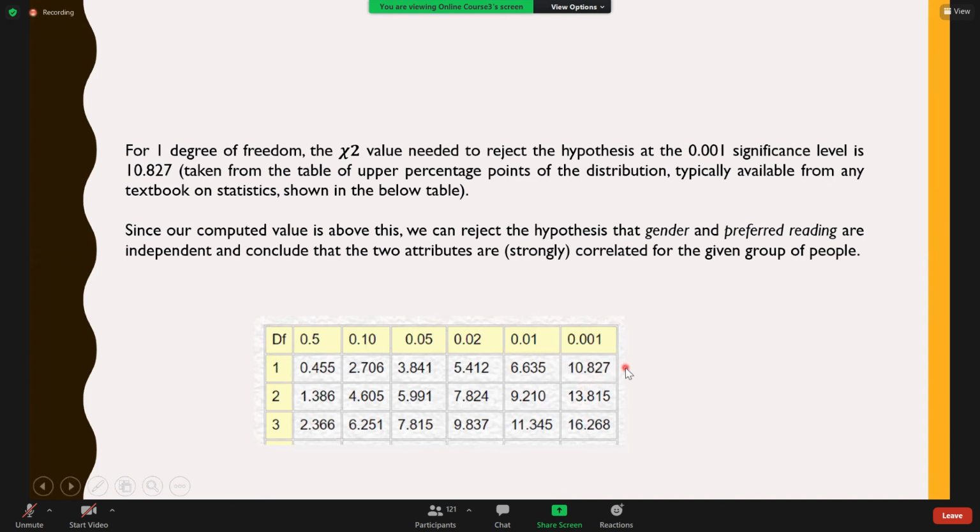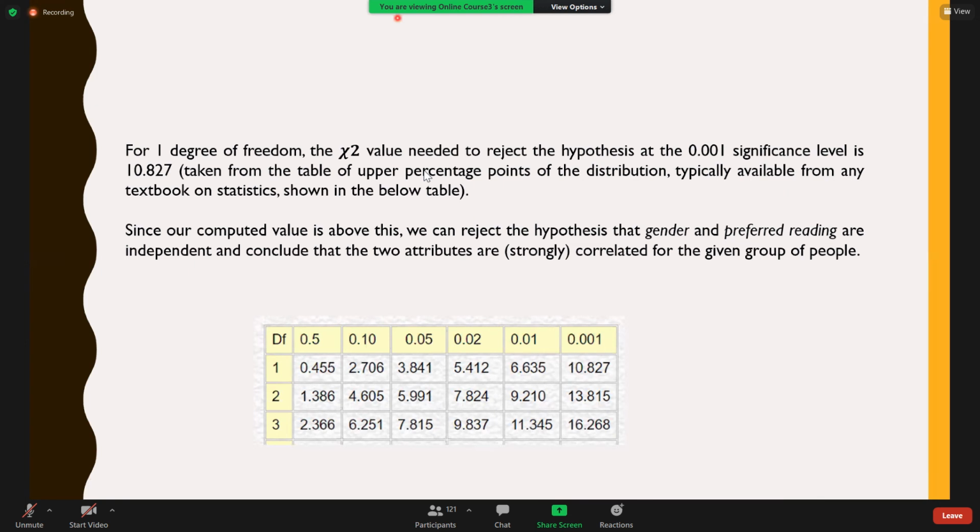What is the hypothesis that we considered? The attributes A and B are independent. That means gender and preferred reading are independent. If you reject this hypothesis, what is the final conclusion? These attributes are strongly correlated. As we are rejecting the hypothesis, these two attributes are strongly correlated, which means they are redundant attributes, so one of the attributes can be removed.